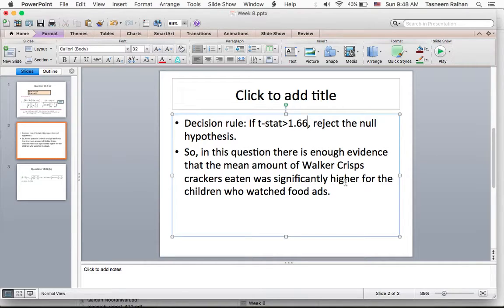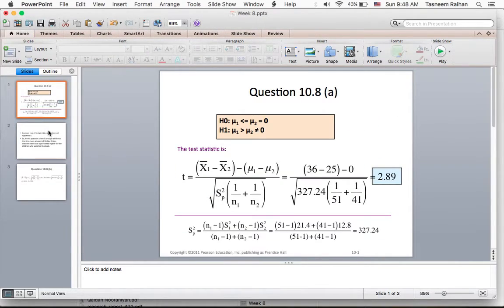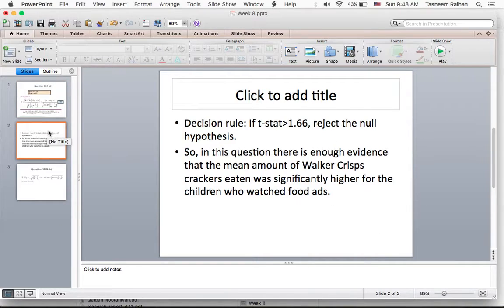The decision rule is if the t-statistic is greater than 1.66, we reject the null hypothesis. So in this particular question, this is actually the case. The t-statistic that we have found is 2.89. It's definitely greater than 1.66, so we reject the null hypothesis.